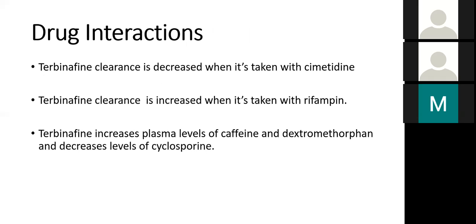So when you take cimetidine with terbinafine, it decreases its clearance. And then its clearance is increased when it's taken with rifampin, which is an antifungal medication. Then when you take it with dextromethorphan, which is commonly found in cough syrups, there is an increased plasma level.